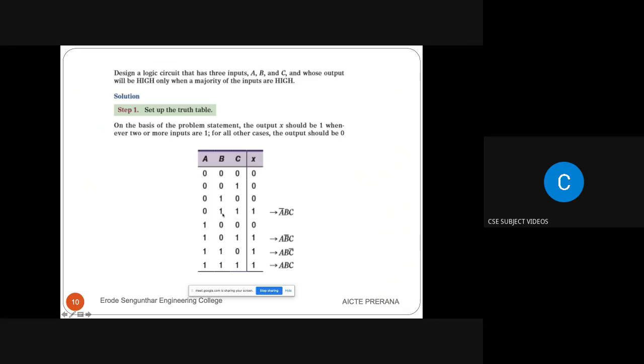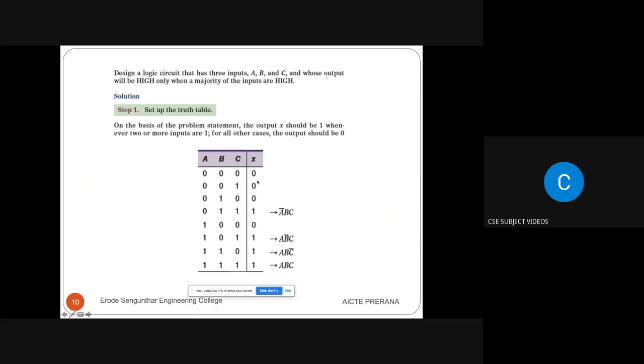And 0, 1, 1. Here the majority of the inputs are 1, so the output is 1. And here the majority of the inputs are 0, so the output is 0. And for 1, 0, 1, the majority of the inputs are 1, so the output is 1. 1, 1, 0, here also the majority of the inputs are 1. And 1, 1, 1, we can also say that the majority of the inputs are 1, so the output is 1. So from the specification, we have formed the truth table for the problem.